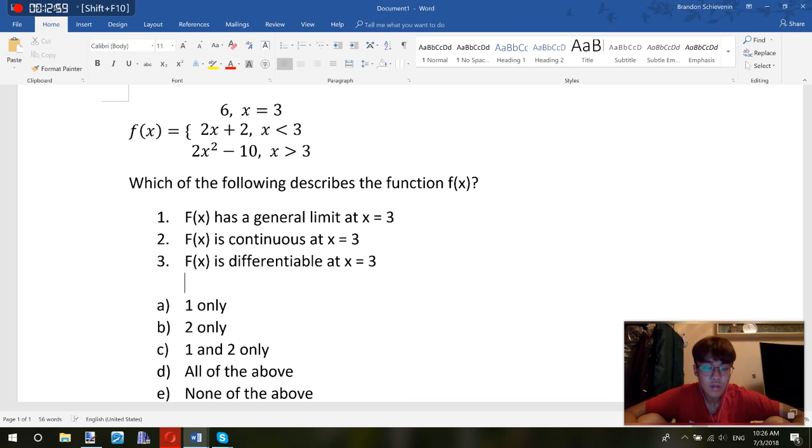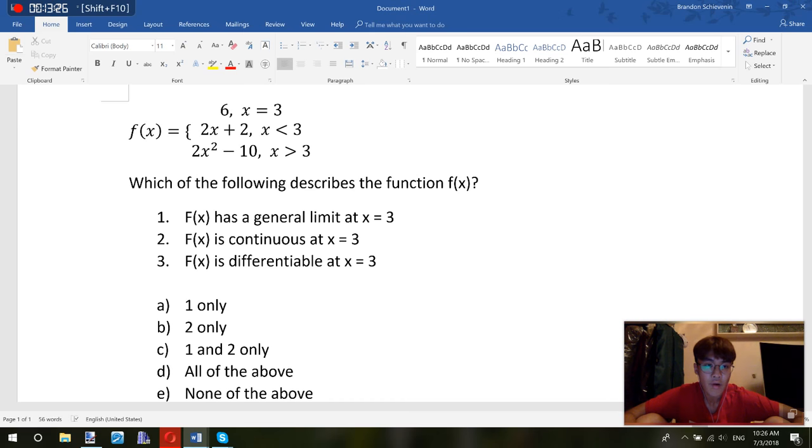X equals 3 for which function? The first one? So all of this is one function. This is f of x. So if x equals 3, which equation do we need to use? Top, middle, or bottom? The top one. Okay, so what's my y value when x is 3? 6. Okay, that's not the same as 8, which we got from the left and the right.